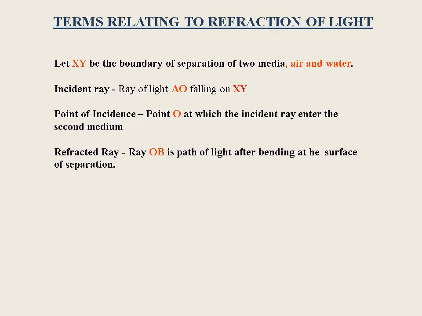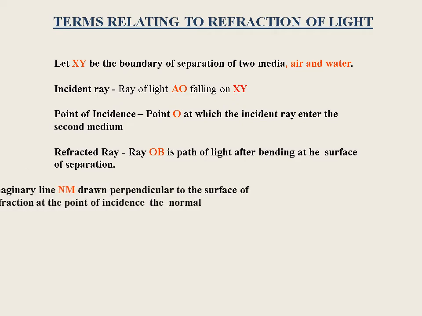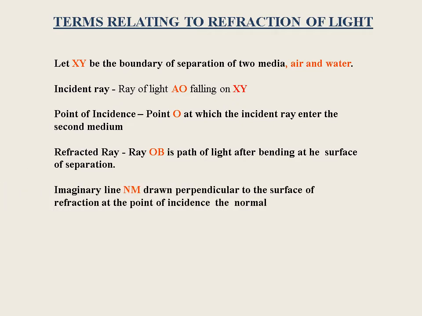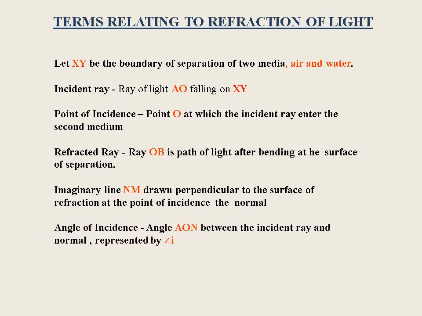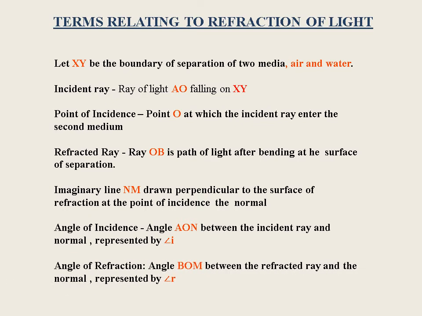An imaginary line NM drawn perpendicular to the surface of refraction at the point of incidence is called the normal. The angle AON between the incident ray and the normal is called the angle of incidence. It is generally represented by small i and is known as angle i. The angle BOM between the refracted ray and the normal is called the angle of refraction and is represented by angle small r.